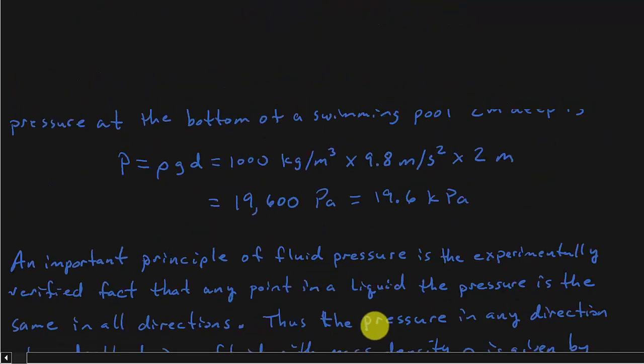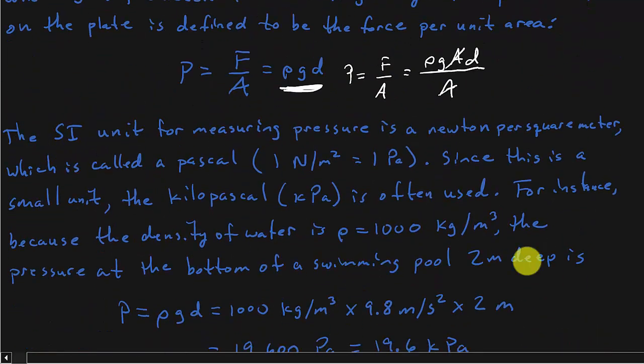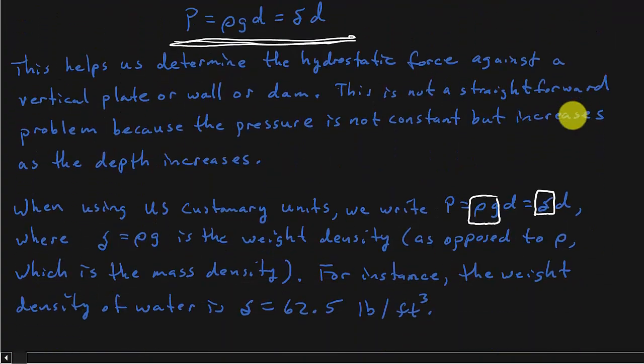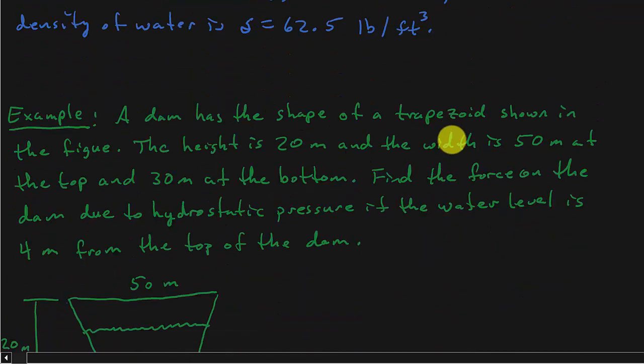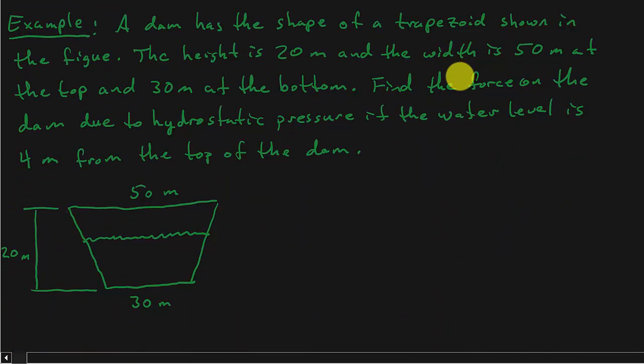When we're in SI units, like we had up here, we have rho times g, the acceleration due to gravity, times d, the distance. And when we're in U.S. customary units, we have delta times the distance, where delta is the weight density as opposed to rho, which is the mass density. So for instance, the weight density of water is delta equals 62.5 pounds per cubic foot. All right. So we have an example here that we want to work.